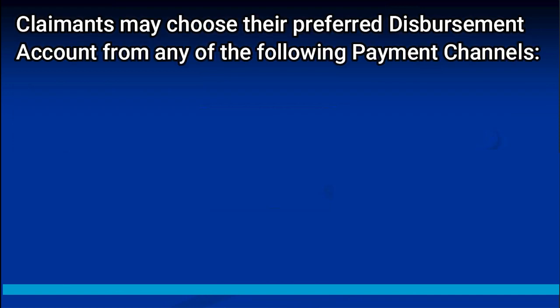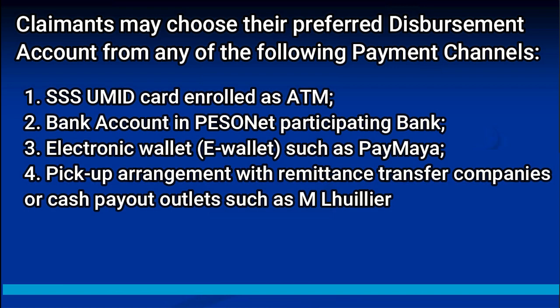Claimants may choose their preferred disbursement account from any of the following payment channels. Number 1. SSS UMID card, enrolled as ATM. Number 2. Bank account in a PESONet participating bank. Number 3. Electronic wallet, or e-wallet such as Paymaya. And Number 4. Pickup arrangement with remittance transfer companies, or cash payout outlets such as Lhuillier.